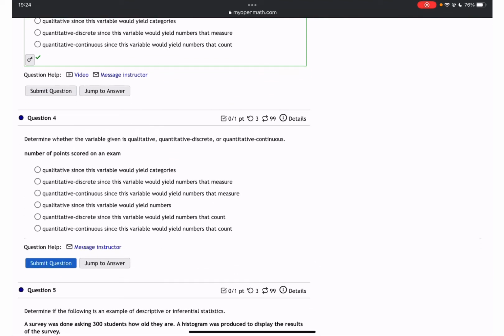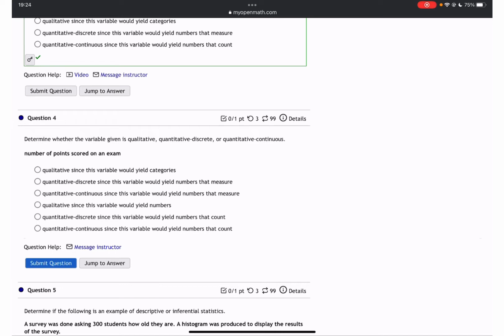Question number 4. What do we have here? Determine whether the variable given is qualitative, quantitative discrete, or quantitative continuous. Number of points scored on an exam. Okay. Well, number of points scored on an exam. First of all, we can say it is quantitative, correct? Because taking number of points you can collect, right? You can count it.